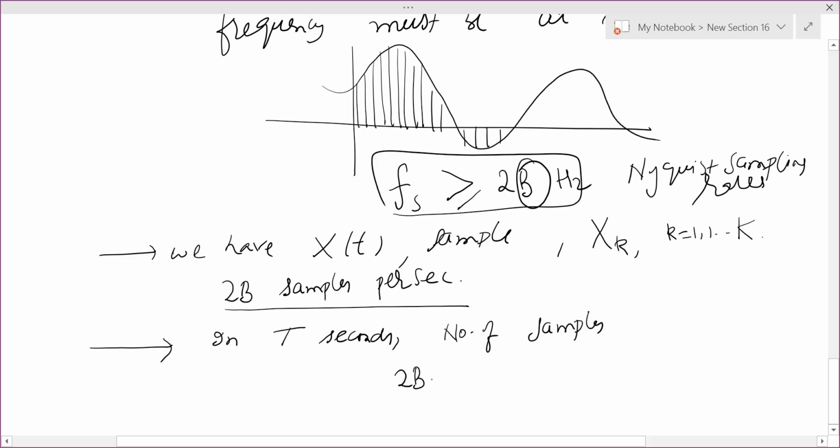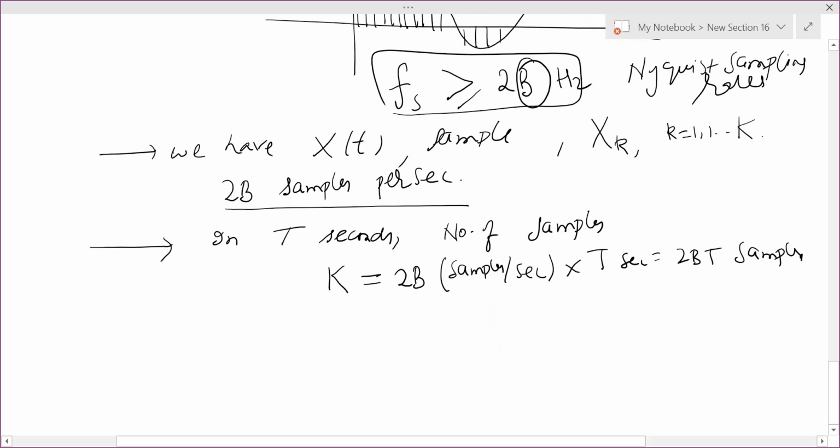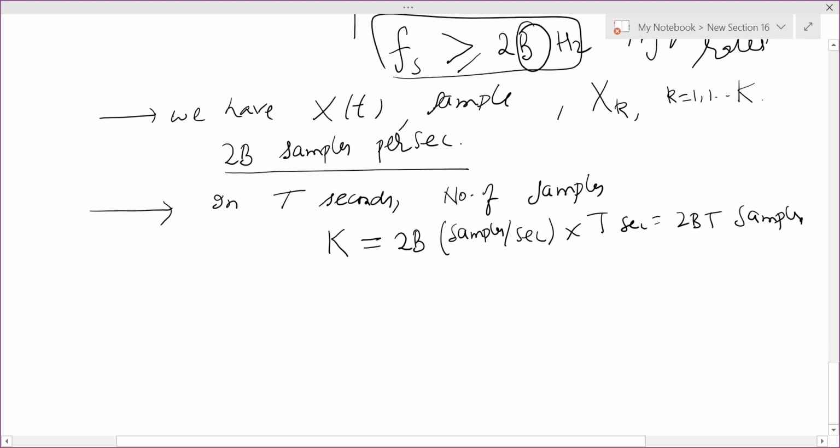It will be 2b samples per second into t seconds, which is equal to 2bt samples, and this is what we call k. This will be the number of samples in this time t. Okay, and here is the model for it now. So we have this xk. We will deal with the sampled part.